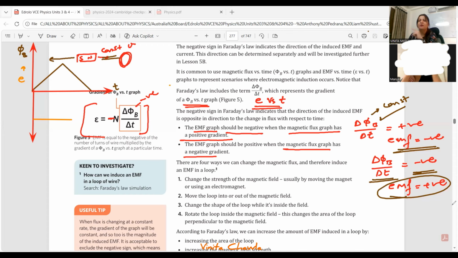So we get a positive constant value of EMF because it is decreasing at a constant rate. You can see it is uniformly decreasing, no? So it is decreasing at a constant rate, and we'll get a positive value of EMF. This is the EMF that we'll get.